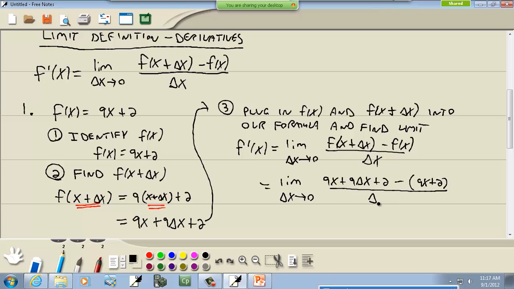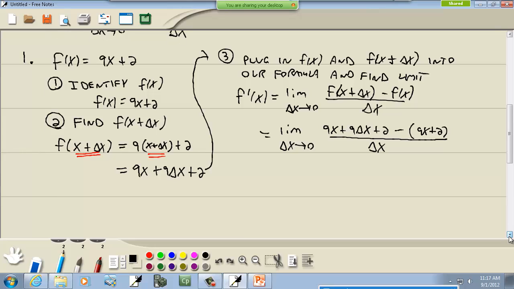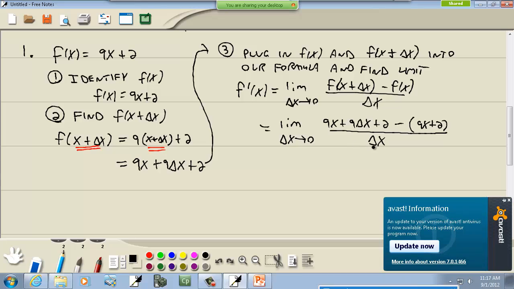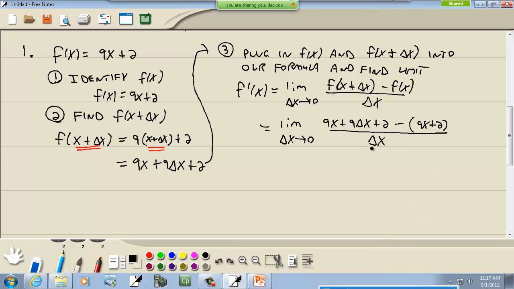All over delta x. Okay, now that we've plugged it in there, the problem with this limit is the delta x down in the denominator. Because if we put 0 in for that, we get a 0 in the denominator, which we can't have. Well, this one is just simple algebra. Combine together like terms, so forth. Remember, a negative out in front of parentheses flips the sign of everything inside. So on top, I got 9x plus 9 delta x plus 2 minus 9x minus 2. Again, that negative flips the sign of both of those.